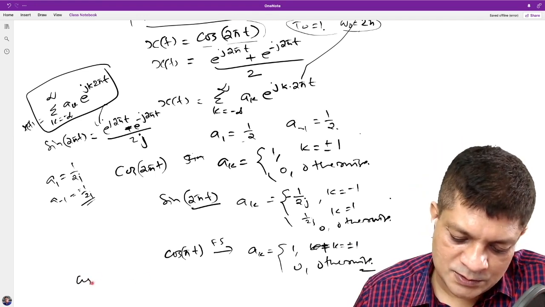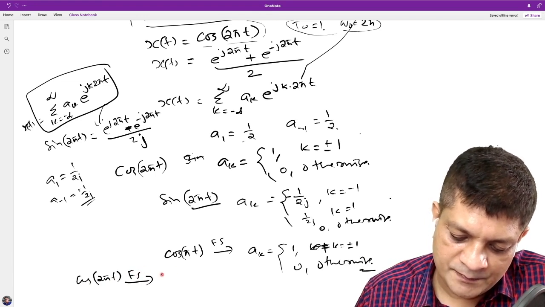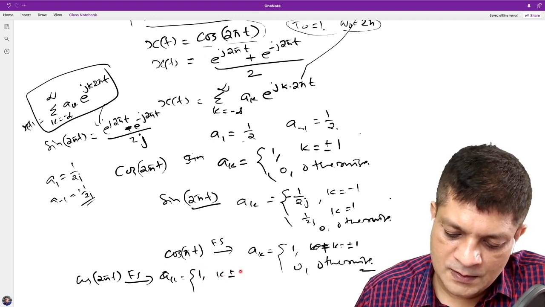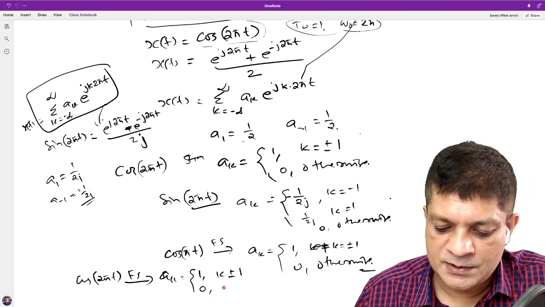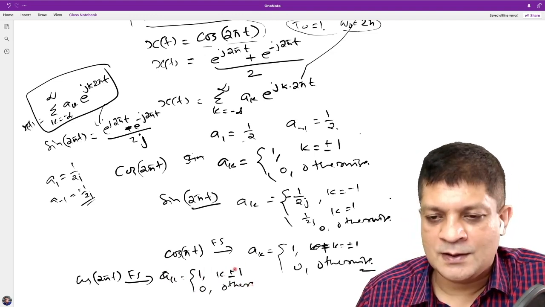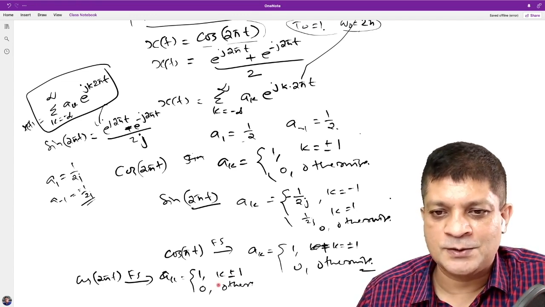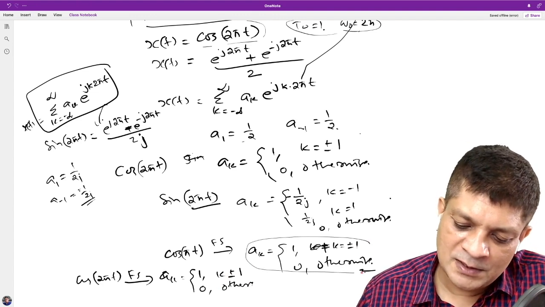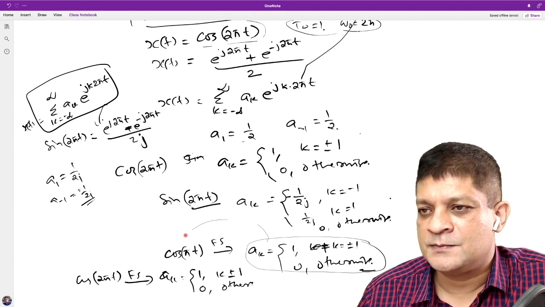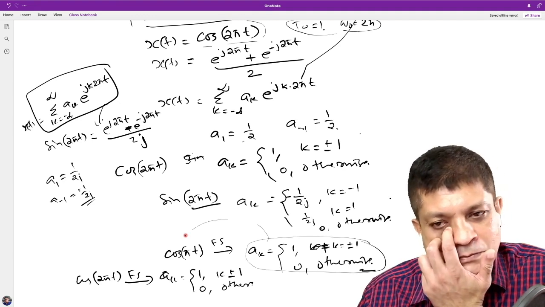And cos 2πt also, the Fourier series is the same. a_k is equal to 1 for k plus or minus 1 and 0 otherwise, isn't it? So can we say that they are not a unique representation, right? Unique in the sense, if you are given the Fourier series coefficients, can we uniquely find out the original signal? Is it possible? No, sir. No.